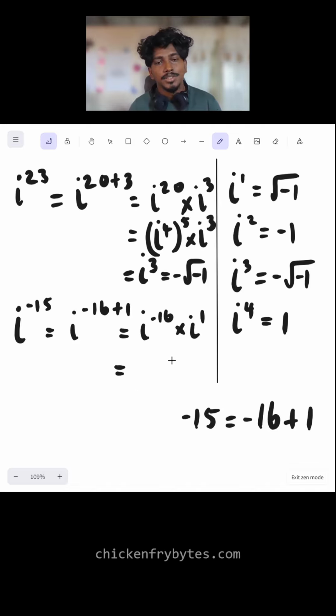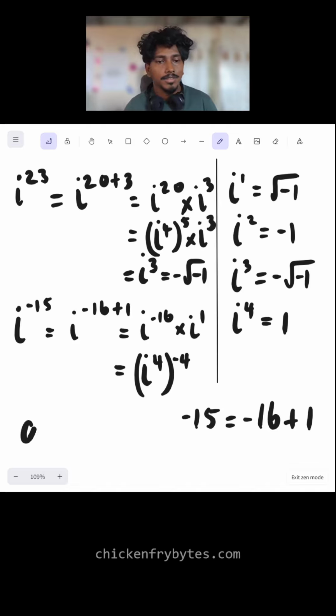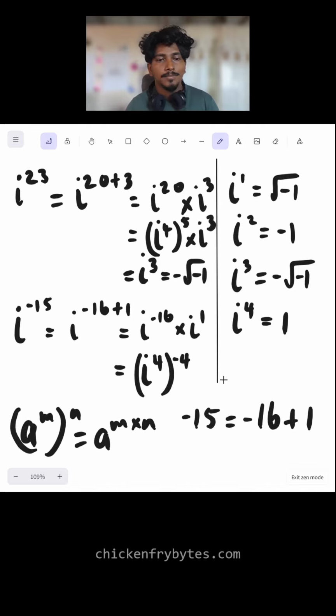And so the result here will be, we know this is i to the power of 4, all to the power of negative 4. Remember, power of a power, right? a to the power of m all to the power of n is the same as a to the m times n, right? And we have times i to the power of 1.